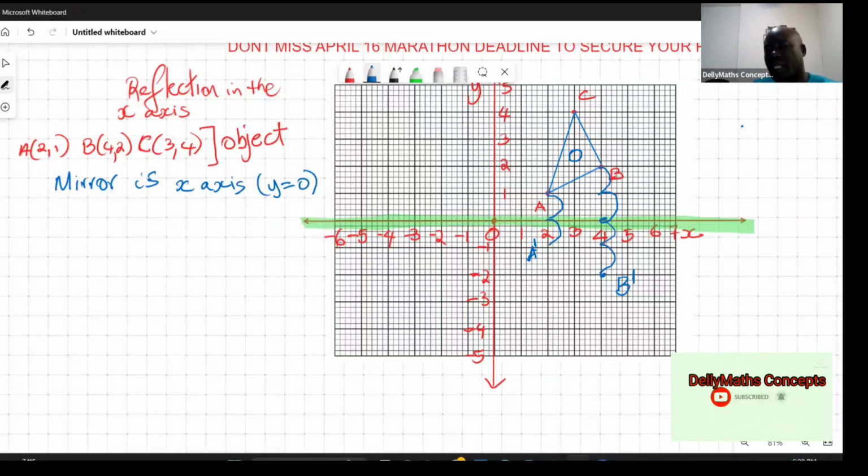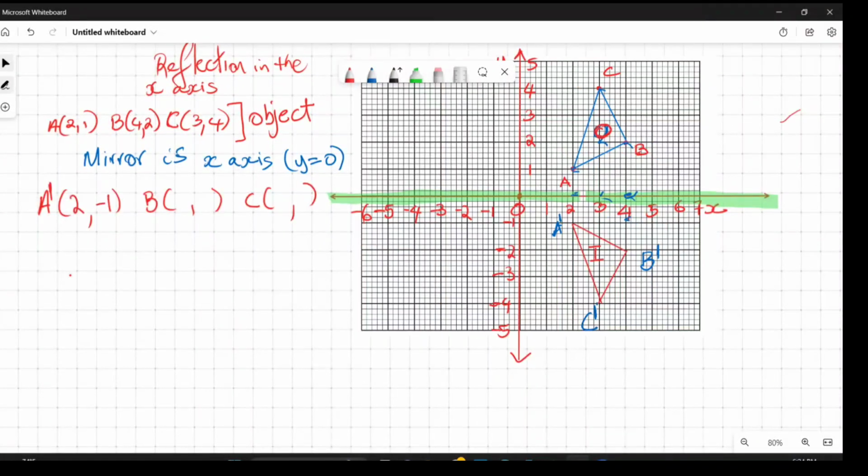Let's check C. Let's look to see how far is C from the x-axis. So it is 1, 2, 3, 4 units on top. That means it's going to fall 4 units below. Let's count from the x-axis. 1, 2, 3, 4. And this is going to be our C prime. What we want to do is to recreate the shape.